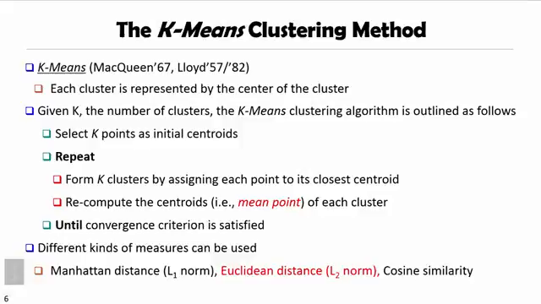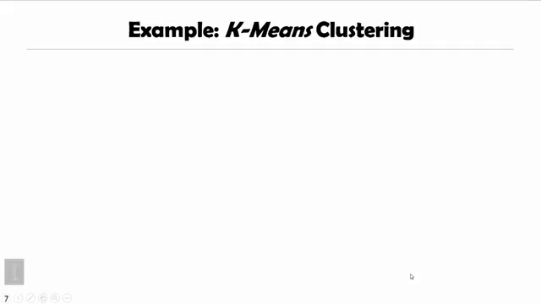There are different kinds of measures that can be used for calculating the distance and assigning to the closest centroid. We can use Manhattan distance, the L1 norm, or Euclidean distance, the L2 norm. Quite often, the initial algorithm used Euclidean distance. We can even use cosine similarity.